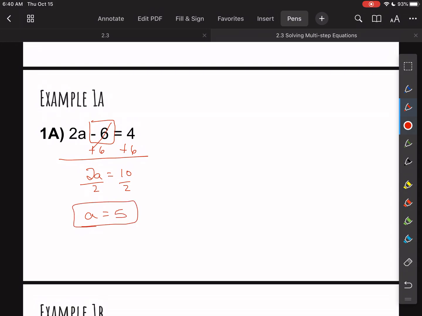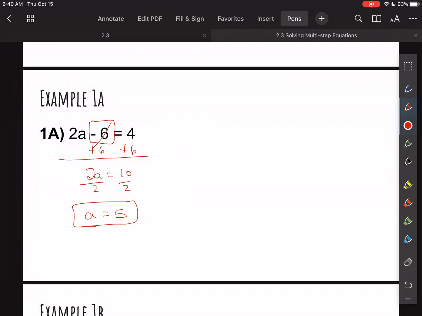Okay, so what a lot of people try to do with this, here's a big confusion: people try to follow their order of operations here instead of isolating the variable. So we still keep order of operations in the back of our head, but we always try to isolate our variable first. Okay, so in this case we added before we divided.